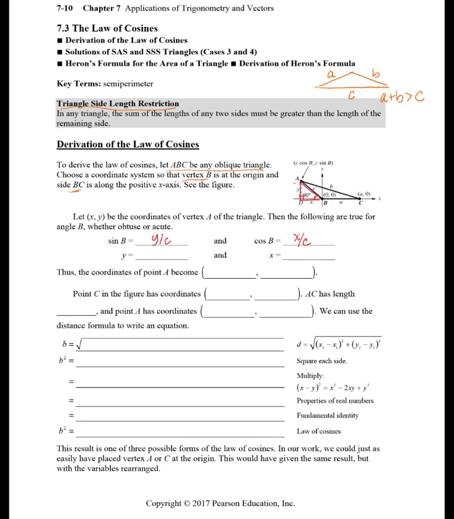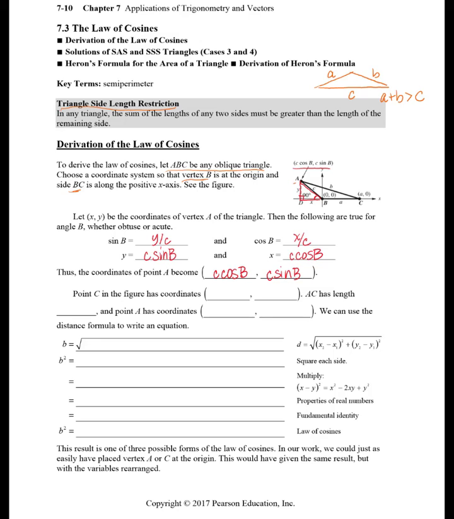If we solve the first equation for y, we'll have y equal to c sine of B. Solving this next equation for x, we have x equal to c cosine of B. The coordinates of point A now become (x, y), which is (c cosine B, c sine B). And you can see that's what we have here.